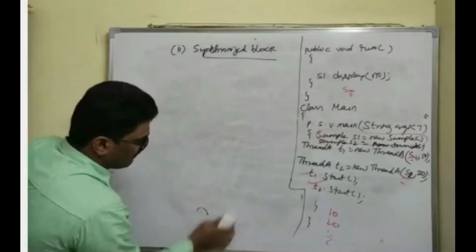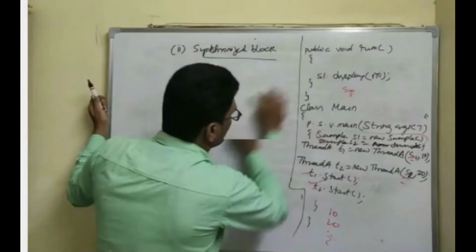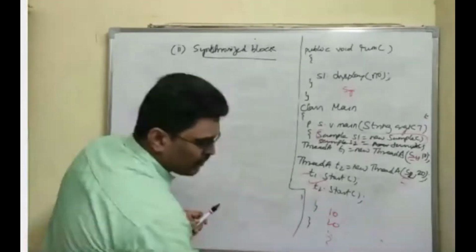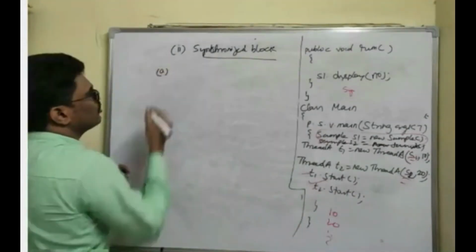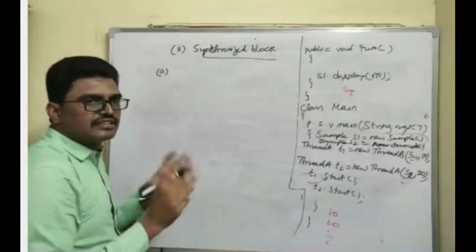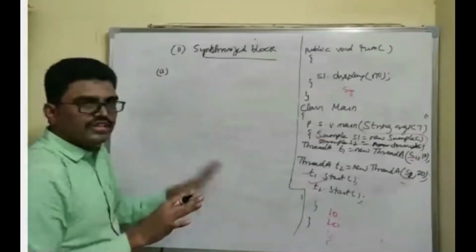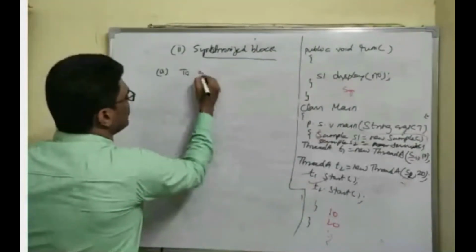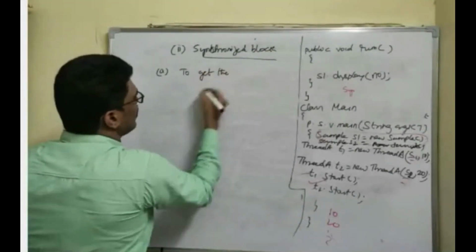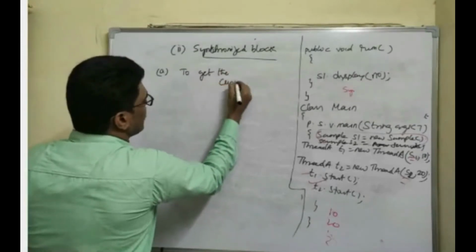That is, whenever you want to synchronize only a part of code, not the whole code, you are going to use a synchronized block. There are 3 different ways in which you can use a synchronized block. The first one is to synchronize the current object.